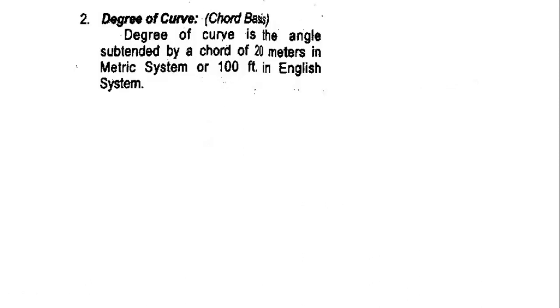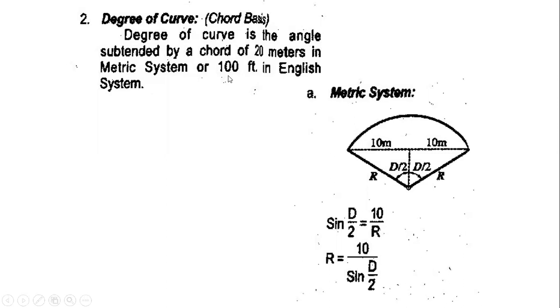Next, chord basis. The degree of curve is the angle subtended this time by the chord, no, of 20 meters in metric or 100 feet in English system. So this time, our chord length is 20 meters.